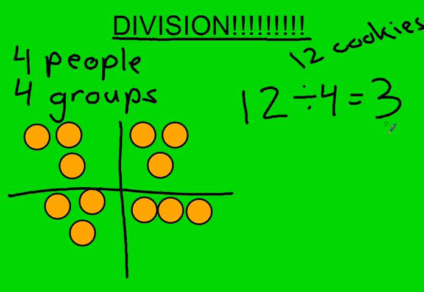What you really need to remember, though, with division, is that you have to have the same amount in each group. If I didn't have 3 in every group and I had 4 in here and 2 in here, that wouldn't give me my answer. Because I'd have a group of 2, a group of 3, a group of 4. That's what we call a mess. We don't want that. So make sure you have the same amount in each group.